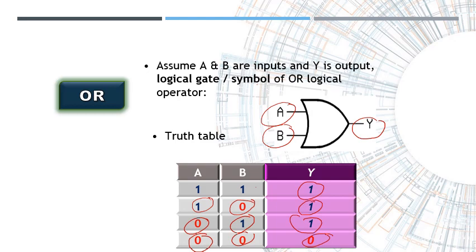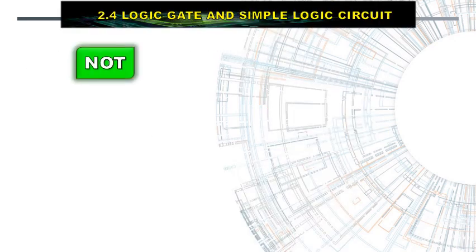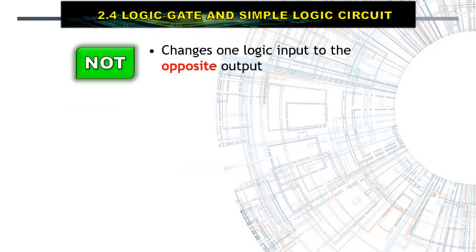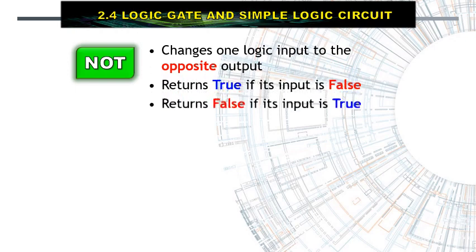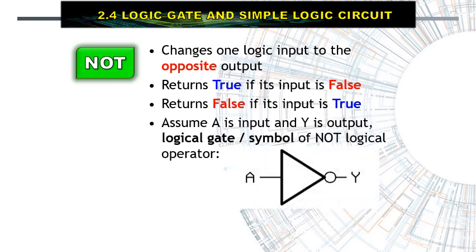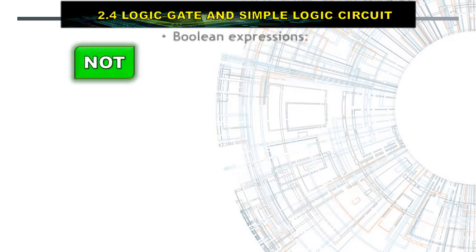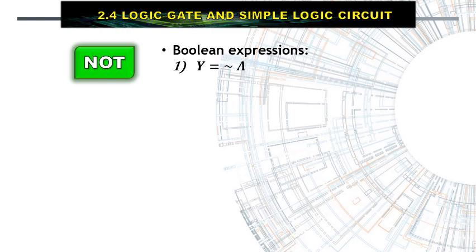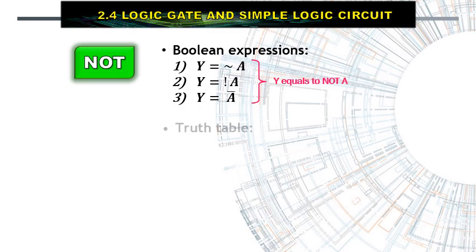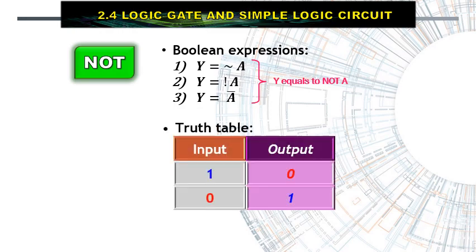Okay, right. So next one, we look at NOT. NOT is actually the opposite of the input. For example, it returns true if the input is false, and it returns false if the input is true. So this is the logic gate, A, and this is the NOT, and output is Y. For NOT, the Boolean expression is Y equals NOT A.